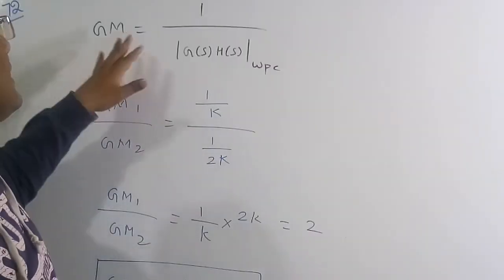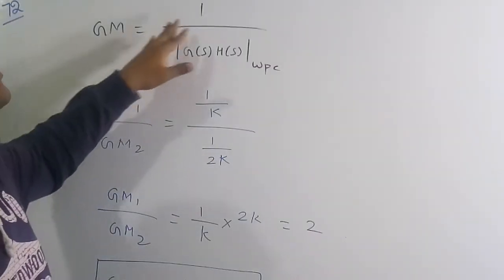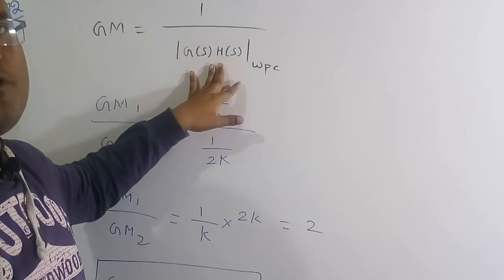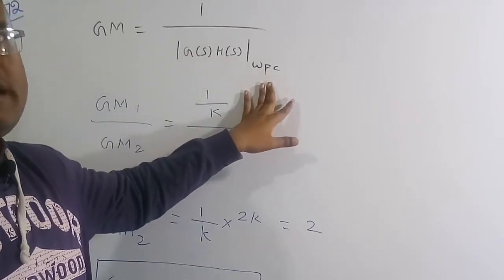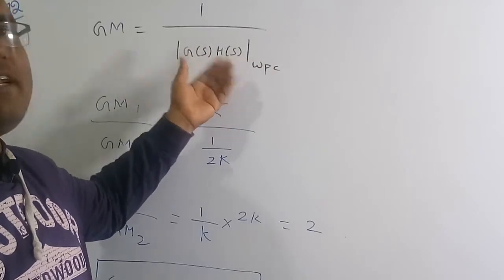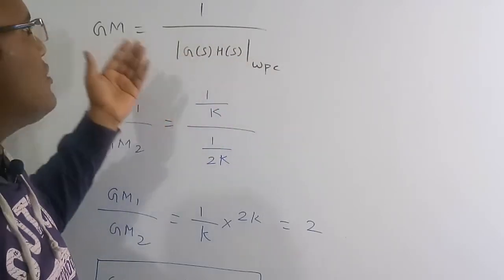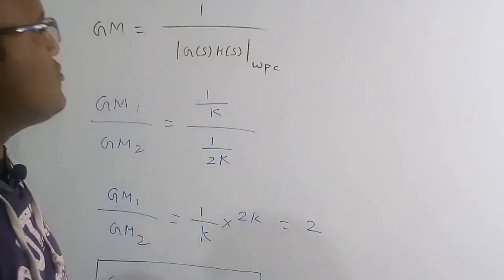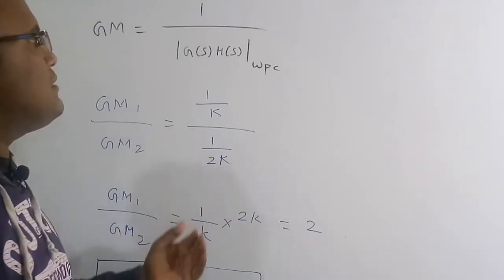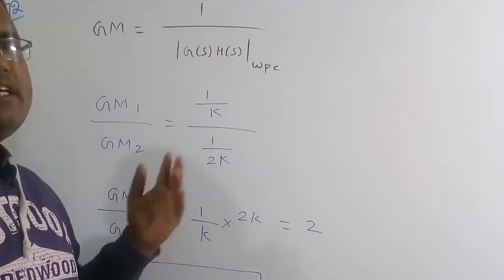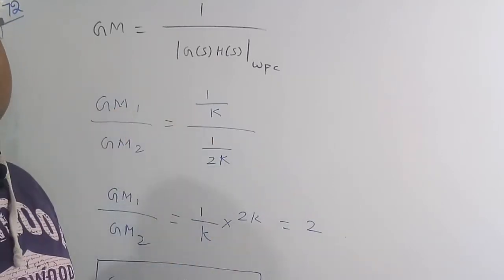Now here the gain margin is defined as the inverse of the gain of the open loop system at omega pc, which is called the phase crossover frequency. At this frequency, whatever the gain, we have to take the inverse, then we are going to get the gain margin. In this question, the open loop gain was increased by 2 times. Then we are going to figure out what is the effect on the gain margin.